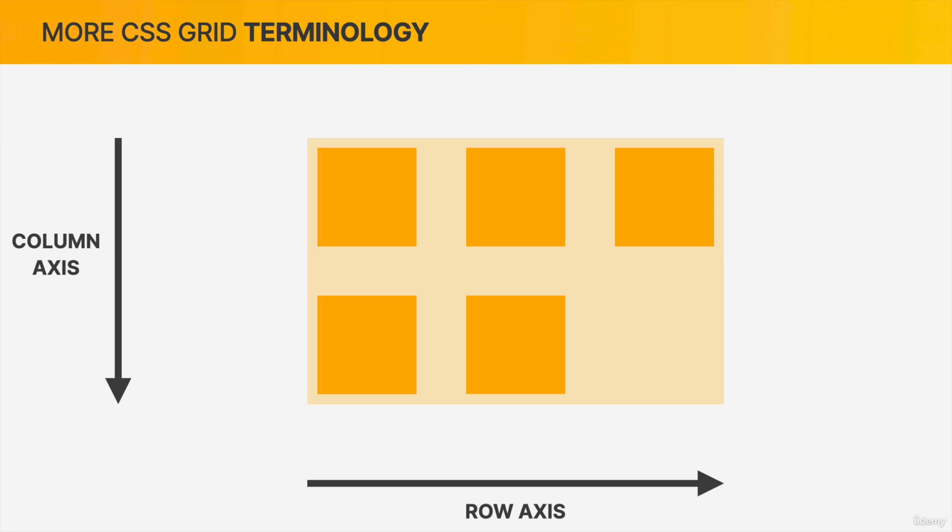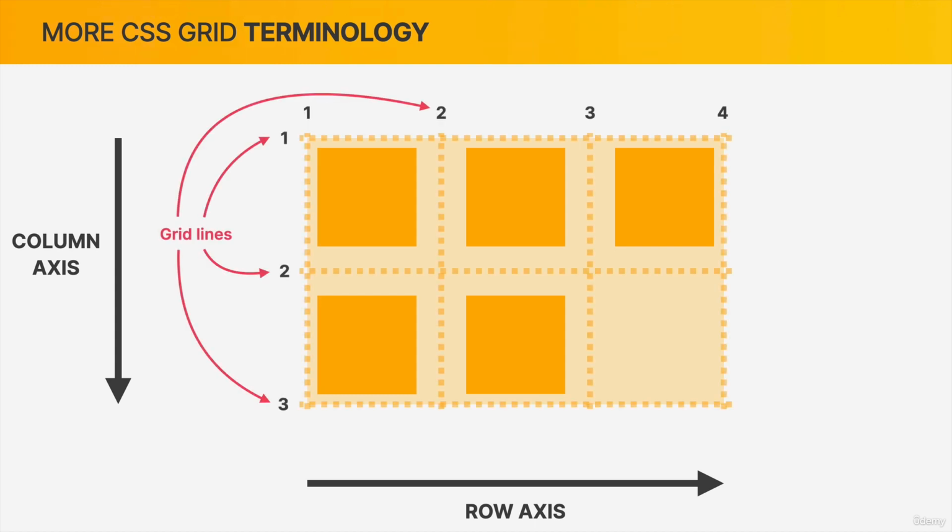So this is what we just saw before, but now let's also introduce the concept of grid lines, which are these lines which basically divide up the grid and separate the columns and the rows. And as you can see, these grid lines are numbered from 1 to the number of columns plus 1 and the number of rows plus 1. So if we have 3 columns, then we have 4 grid lines for the columns, and if we have 2 rows, then we have 3 grid lines for the rows. And these numbers are actually important because we can use them to place a grid item exactly in one place in the grid where we want it to be.